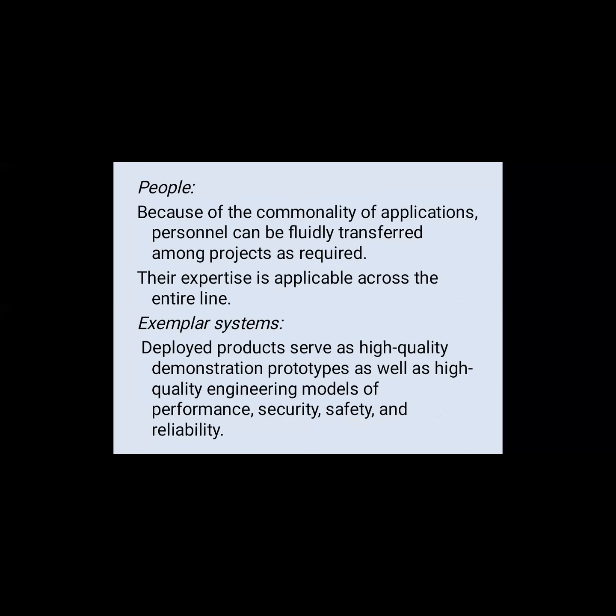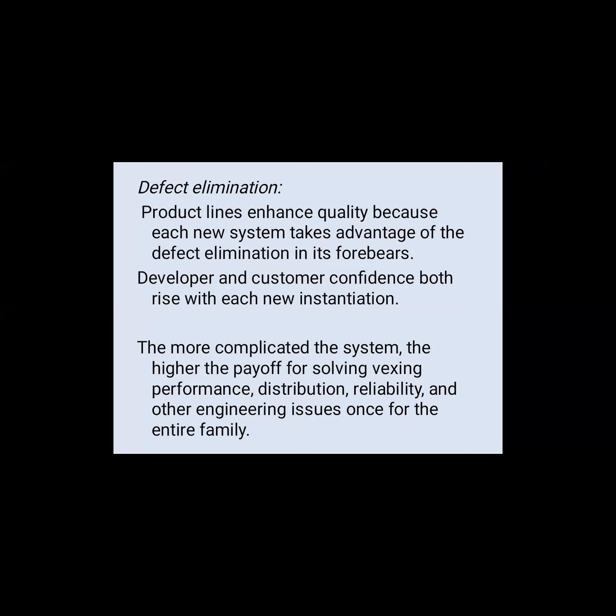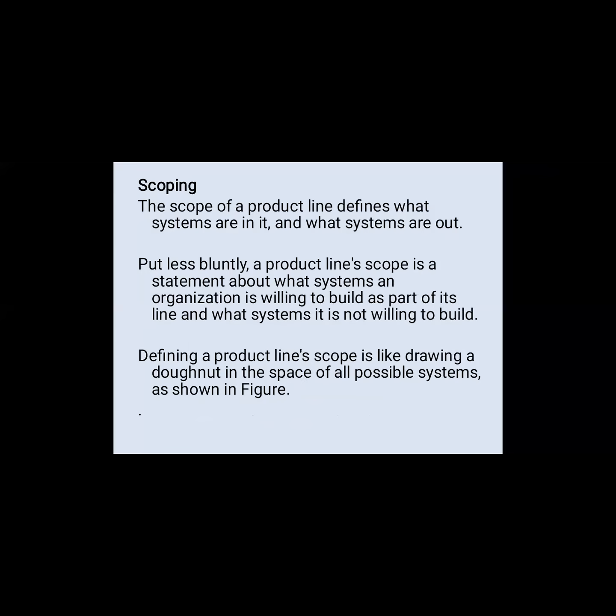Exemplar systems: deployed product servers, high quality demonstration prototypes, as well as high quality engineering models of performance, security, safety, and reliability. So here we can design easily when we are based upon similar types of architectures. These topics we already discussed in the last class, and we are now observing scoping also. The scope of a product line defines what systems are in it and what systems are out. So we try to identify whether the developed architecture is within the scope or out of the scope. Otherwise, we face a number of problems.